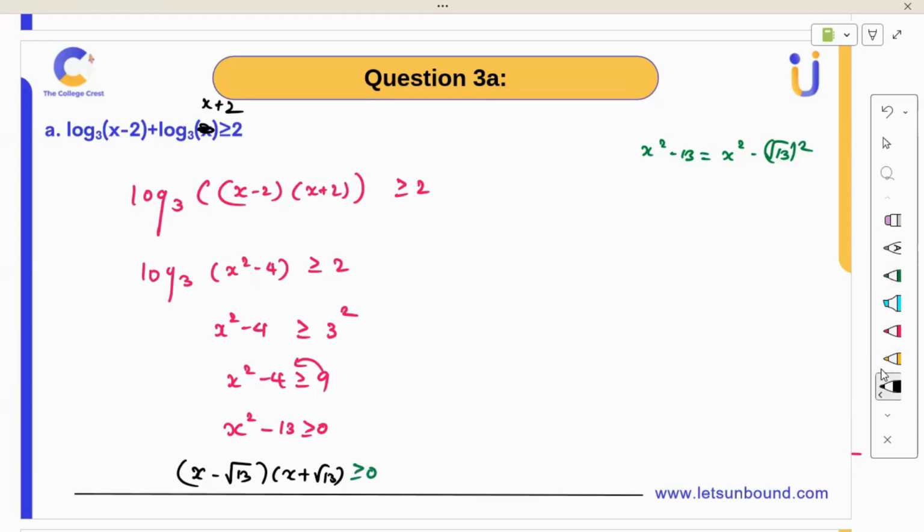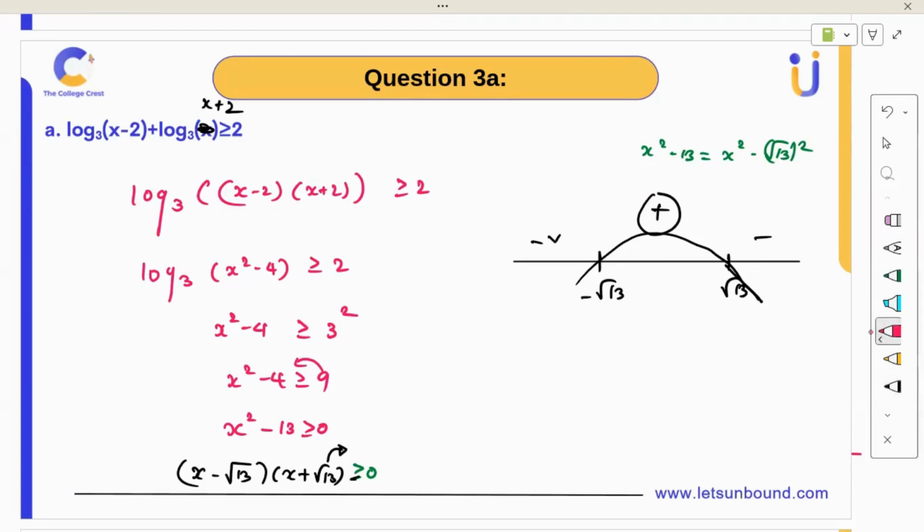Now write the number line and write your numbers. So minus root 13. From this, if you solve, 0 gives minus root 13. Here it's root 13. And find the signs. It's a quadratic, right? And it's a downward facing quadratic. So for sure, here negative because it goes down, here positive, here negative, and we are picking the positive and also included. So we have to include these values.